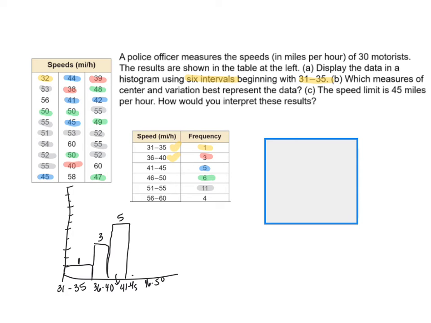And then 46 through 50, we go up to 6. So it's just a little bit taller. Notice they are connected because the intervals are connected. 45 is the last and 46 is the next. So then my next one goes way up to 11. I should have that labeled much nicer. 51 through 55. And finally down to 56 through 60. So that's my sketch of it.